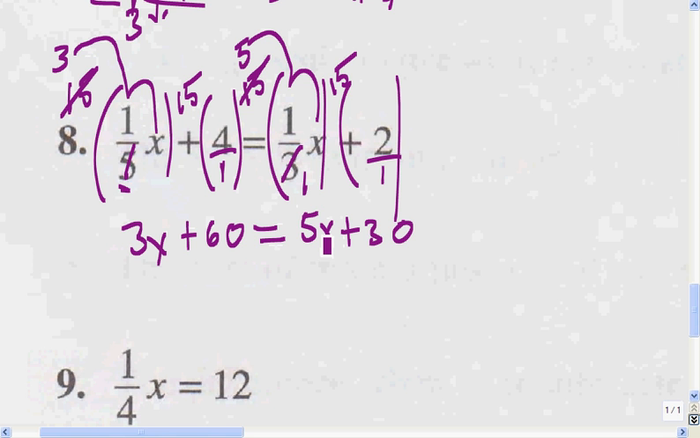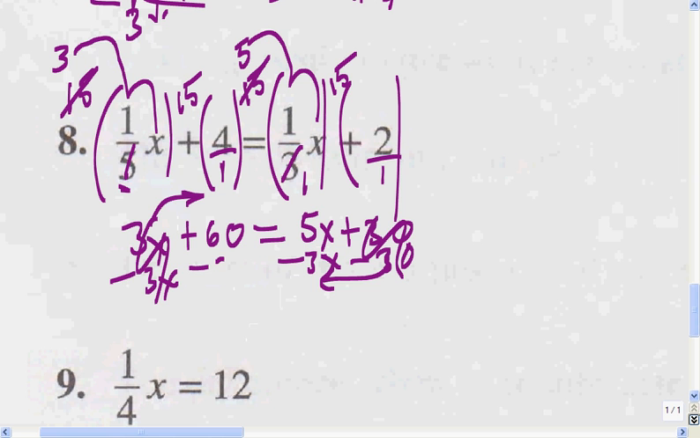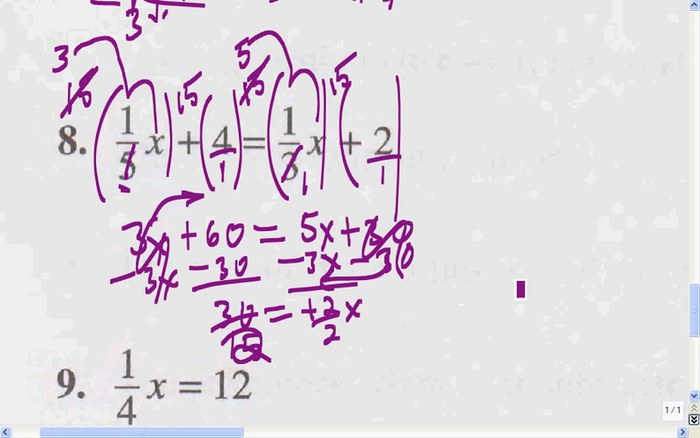Now that I've simplified, I combine terms. There's nothing to combine, so then I transpose. I'm going to move the 3x over that side and the 5x over this side. I'm sorry, backwards. Not backwards, but I'm going to move the 30 over there. So I'm going to subtract 3x here, subtract 3x here, and subtract 30 here, subtract 30 here. What I get is 60 minus 30 is 30. 5x minus 3x equals a positive 2x, because 5 minus 3 is 2. I'm going to divide both sides by 2. 30 divided by 2 is 15 equals x.